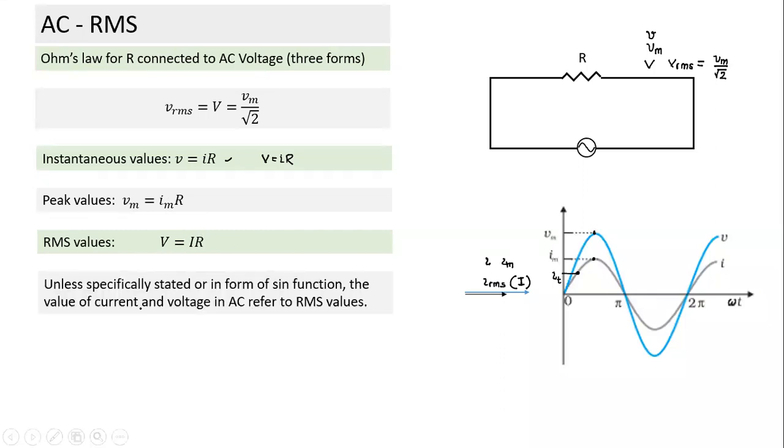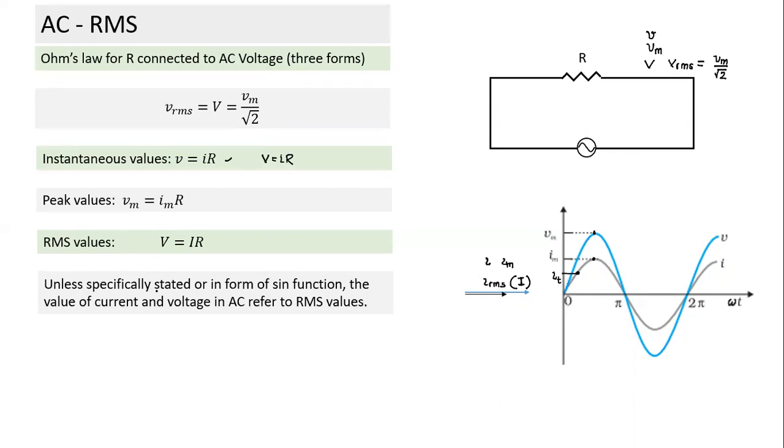And unless specified, whenever they state an AC voltage of 220 volts, that refers to the RMS value. So unless it is mentioned that the peak value of current is 5 amperes, it is not the peak value. Otherwise, if the current is 5 amperes in AC, it means the RMS value.